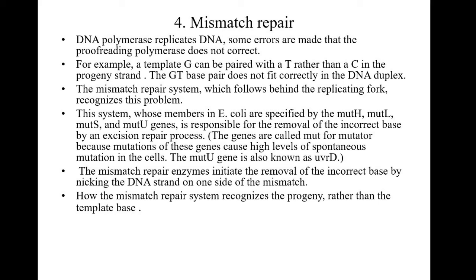These are the mutators, which cause mutation of a gene at a high level, like spontaneous mutation. In the mismatch repair system, the enzyme initiates the removal of incorrect bases by nicking the DNA strands on one side of the mismatch. How does the mismatch repair system recognize the progeny rather than the template base?